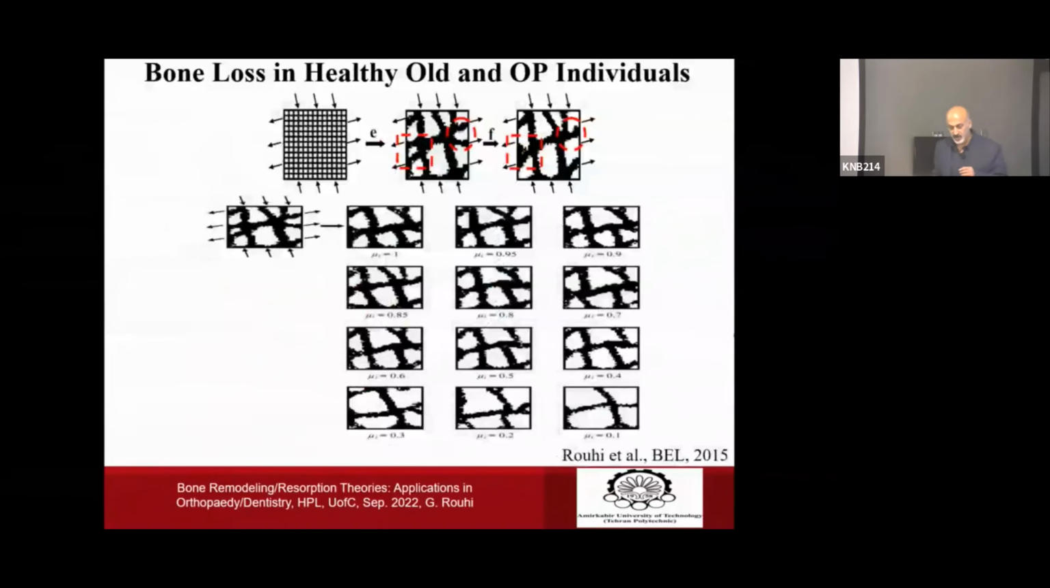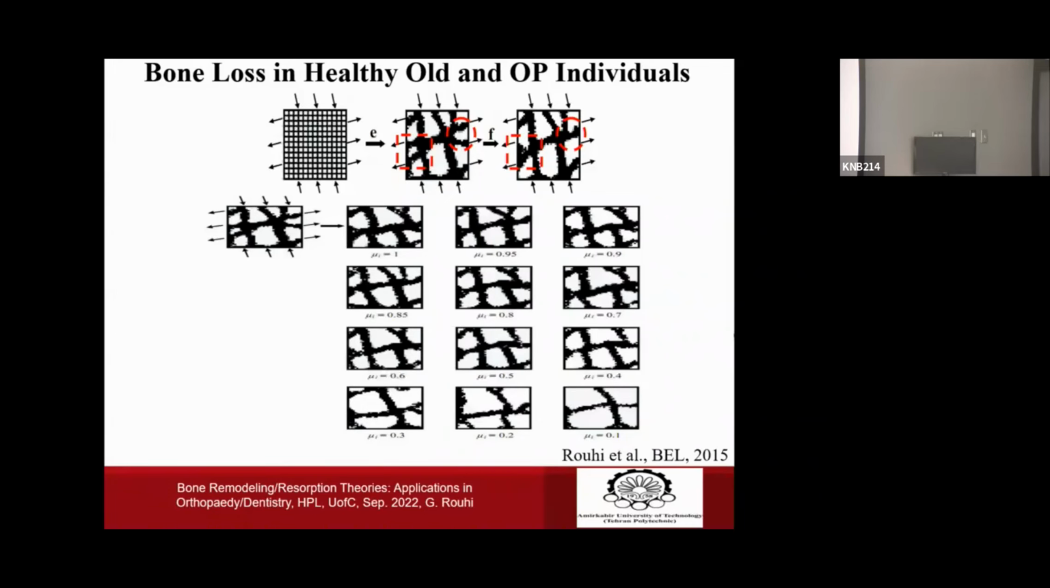Using the semi-mechanistic bone remodeling theory, we have investigated osteoporotic bones. Based on experimental evidence, we know that in healthy old adults, there is a reduction in the number of osteocytes compared to healthy adults. Makes sense. So we don't have enough sensors. So at the end of the day, we should have a reduction in bone density because we don't have enough sensors.